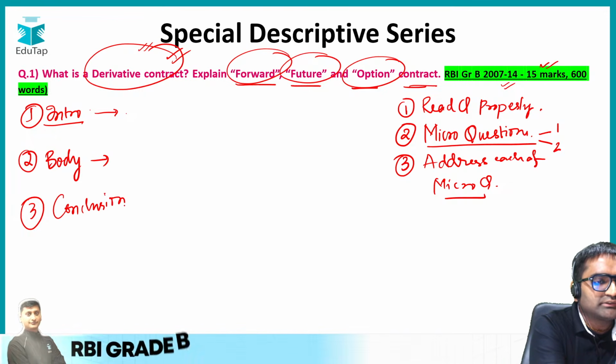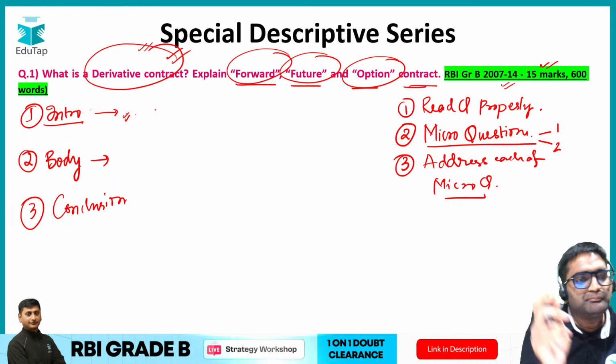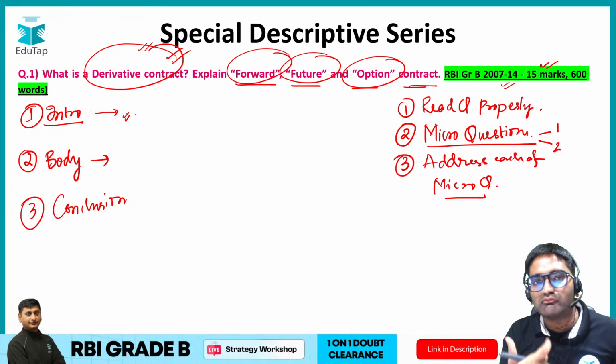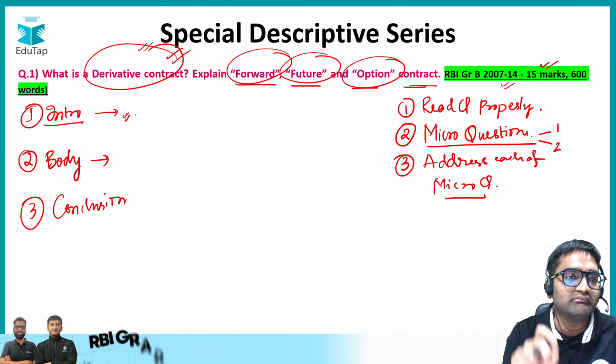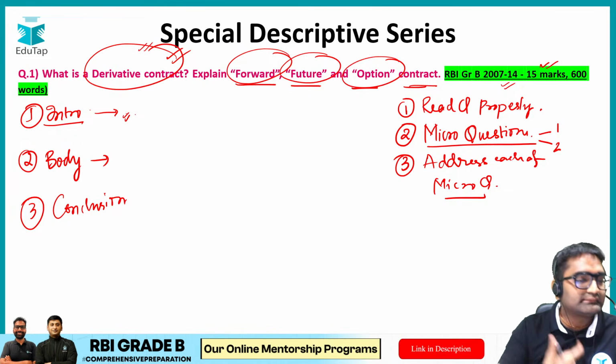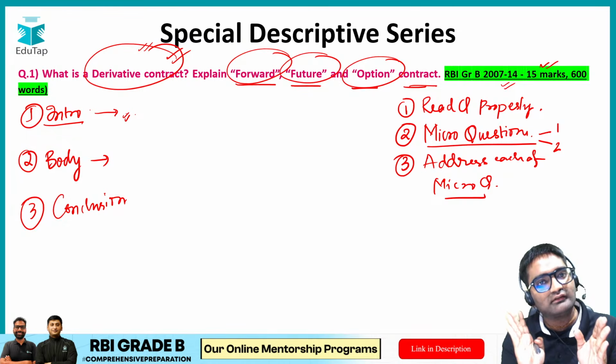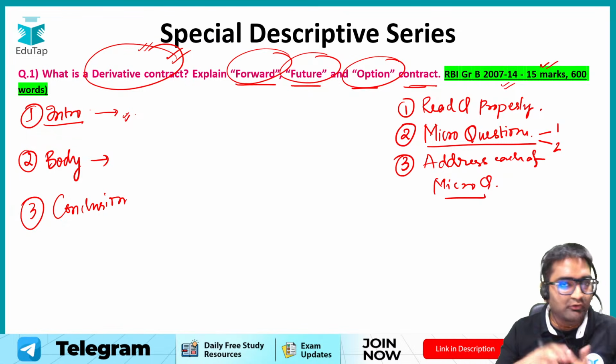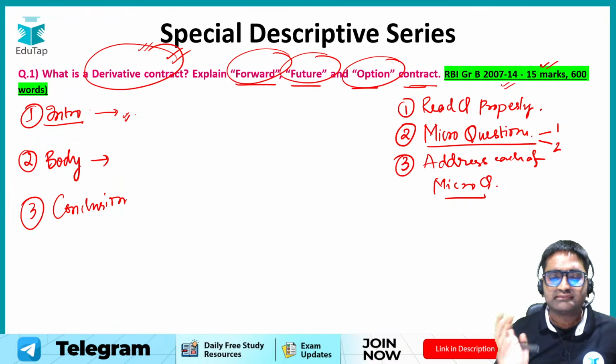So how should you start the introduction for this particular question? It is again a straightforward question. It says what is a derivative contract. So please start the introduction by directly addressing the question that is asked over here. Just think of it in this manner.